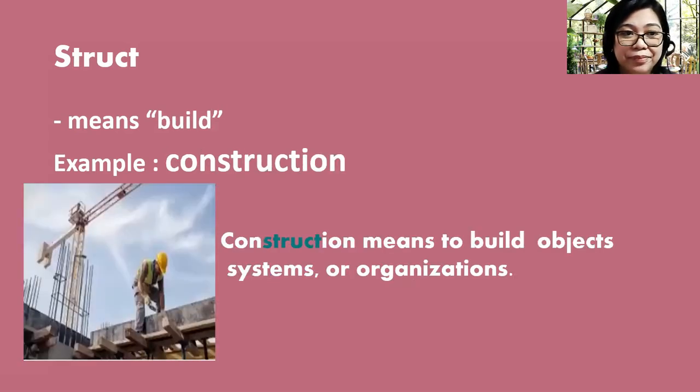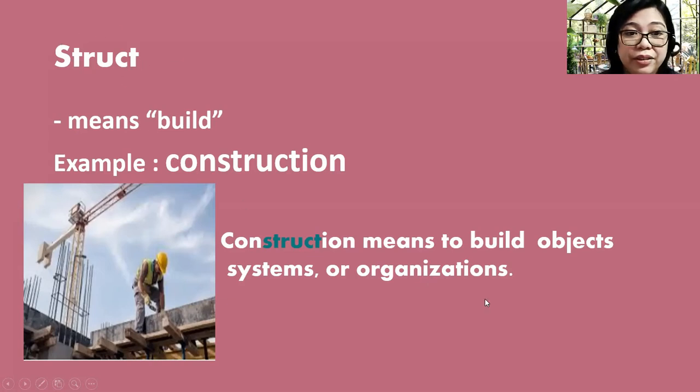Next word, struct. Okay, struct means build. So an example of the word that has this root word is construction. Construction means to build objects, systems, or organizations. So you see the word struct means build, and here we have construction meaning to build objects. You can even build systems and organizations, meaning even people. Okay, so that's for the root word struct.